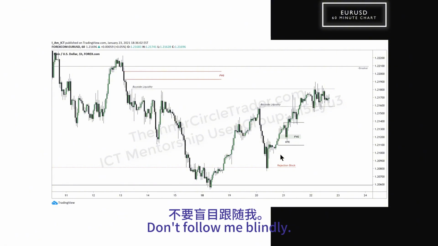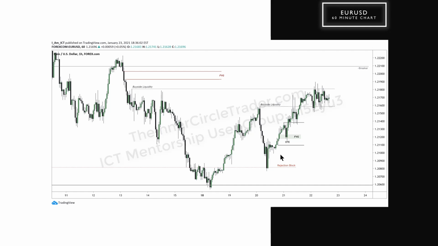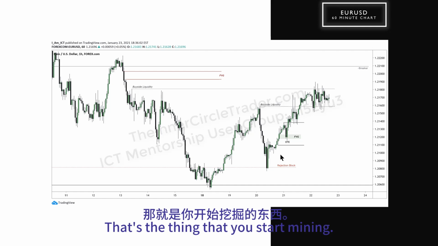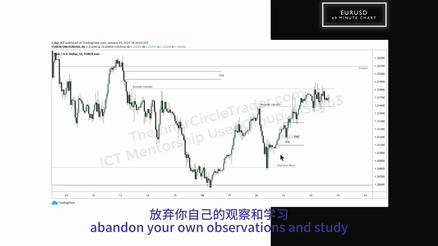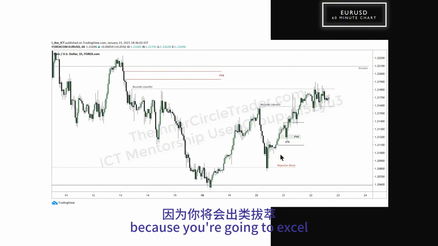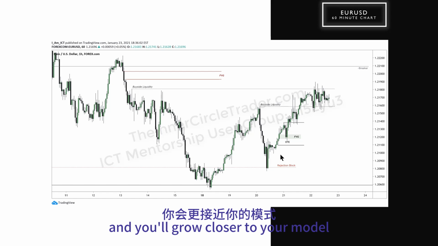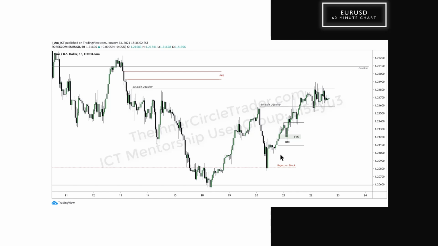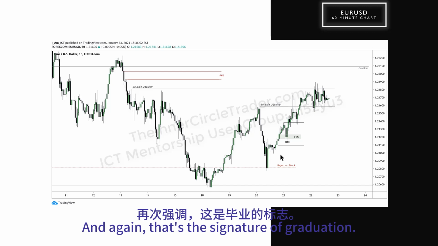Don't follow me blindly. If you see something in your development that makes sense to you, and it's repeating, that is your niche. That's the thing that you start mining. And if I say something that's counter to that, consider it, but don't abandon your own observations and study, because you're going to excel faster in your learning and you'll grow closer to your model by phasing out all outside interference. And again, that's the signature of graduation.